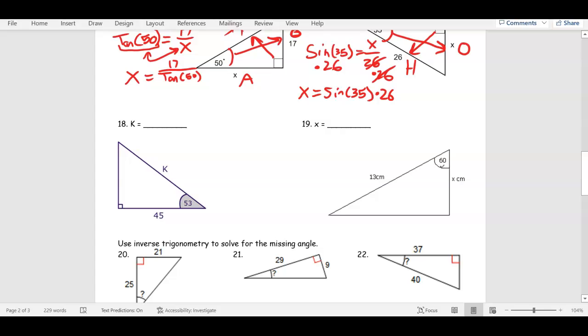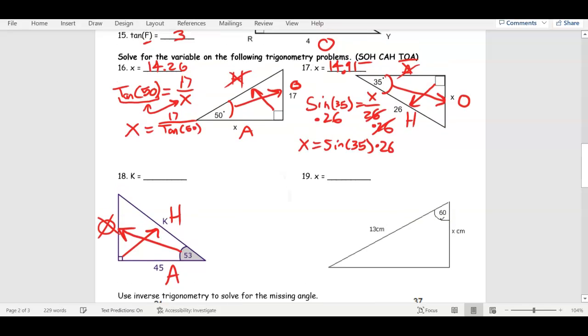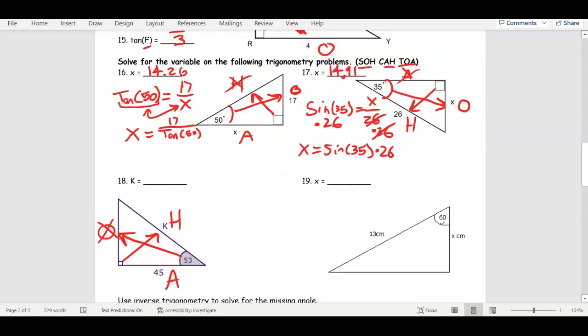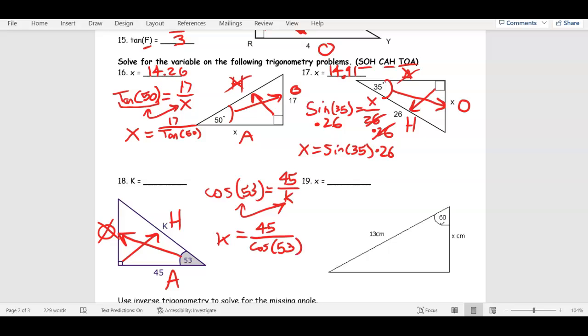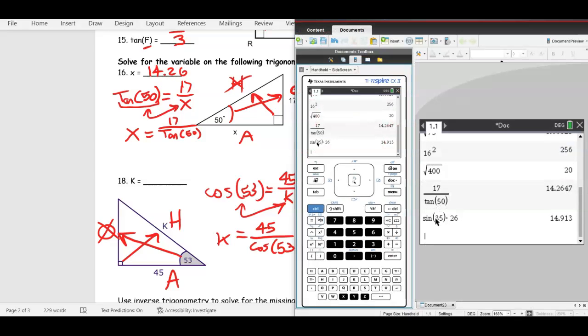All right, 18. Same thing. Here's my angle. So I label O, H, and A. O is missing. Cross it out. AH is going to be CAH, so cosine 53 equals A over H, 45 over k. k's on the bottom, switcheroo. So k is equal to 45 over cosine 53. All right, 45 over cosine 53.